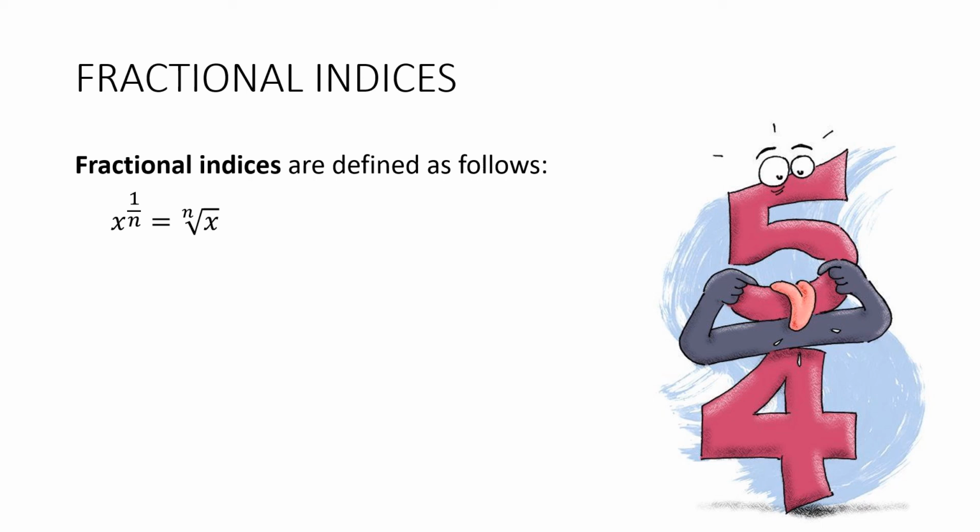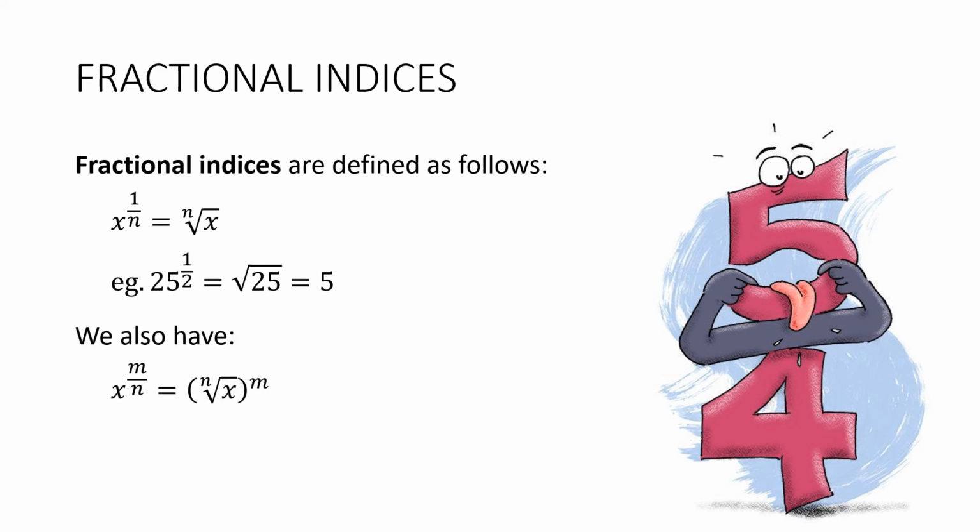And fractional indices are defined as follows. X to the power of 1 over n is the nth root of x. So for example, 25 to the power of a half, well, that's the square root of 25, which is 5. We also have x to the power of m over n is equal to the nth root, that comes from the denominator here, of x, all to the power of m. Example, 8 to the power of 2/3. Well, that's going to be the cube root of 8, all squared. Cube root of 8, well, what number times itself gives us 8? Well, that's 2, and then 2 squared is 4.